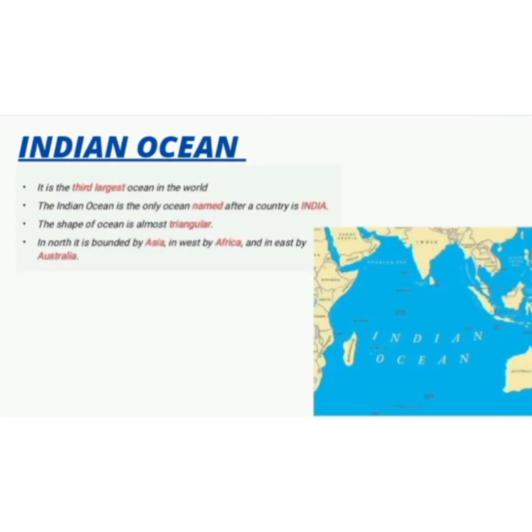Now we will study about the Indian Ocean. The Indian Ocean is the only ocean named after a country, India. The shape of the ocean is almost triangular. In the north it is bounded by Asia, in the west by Africa and in the east by Australia.